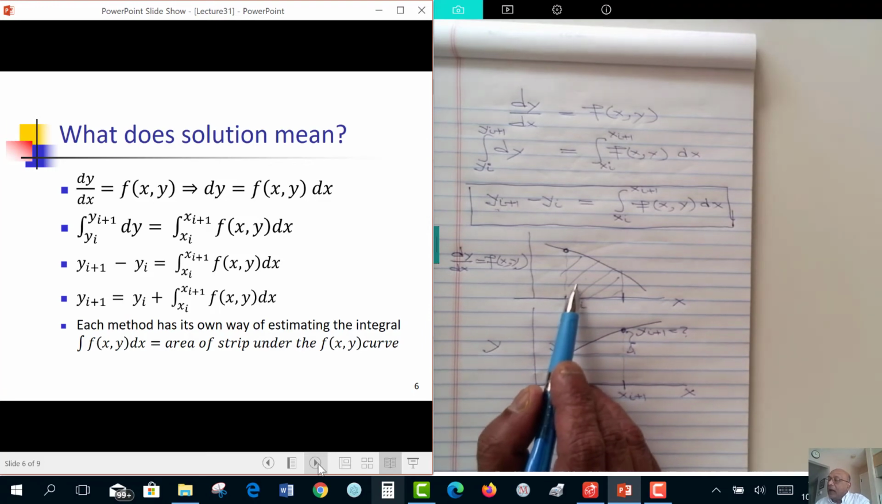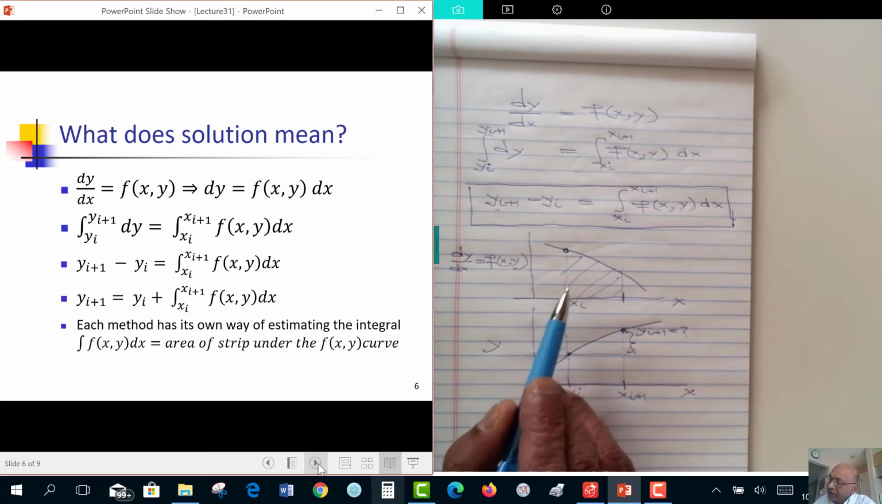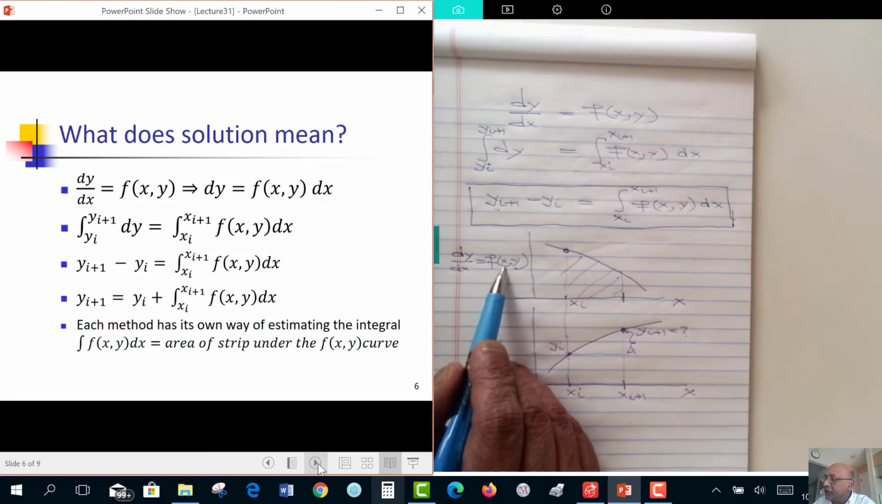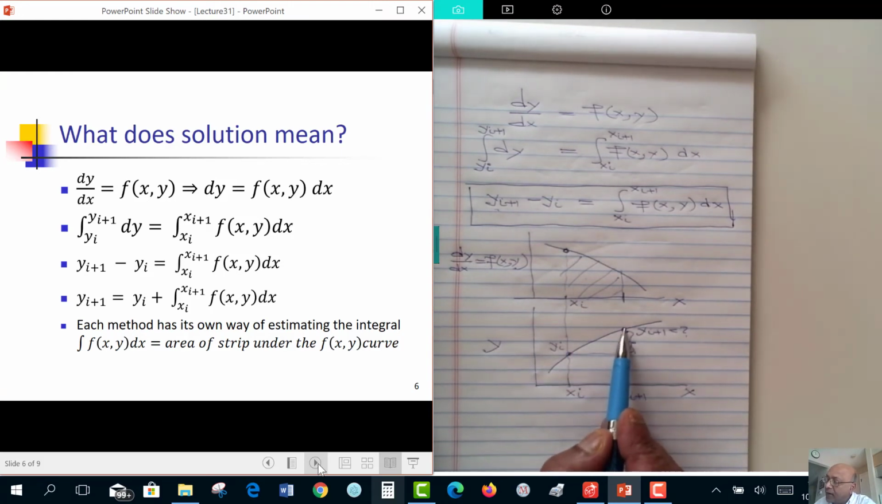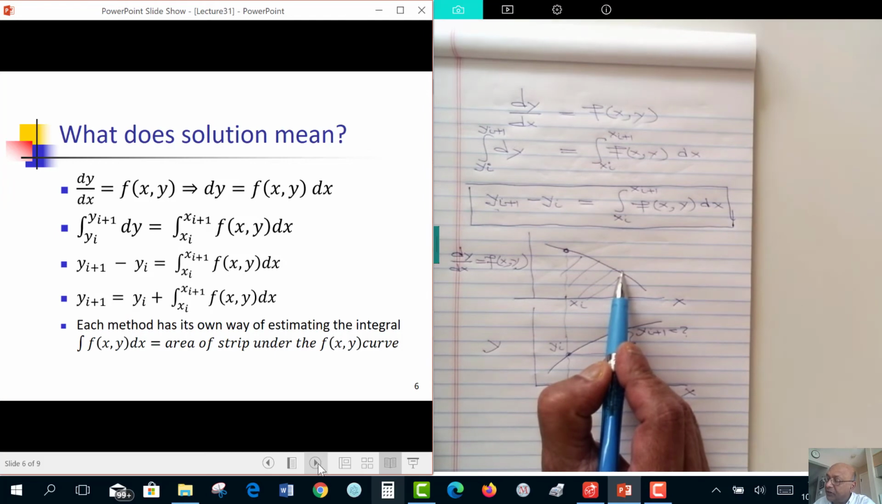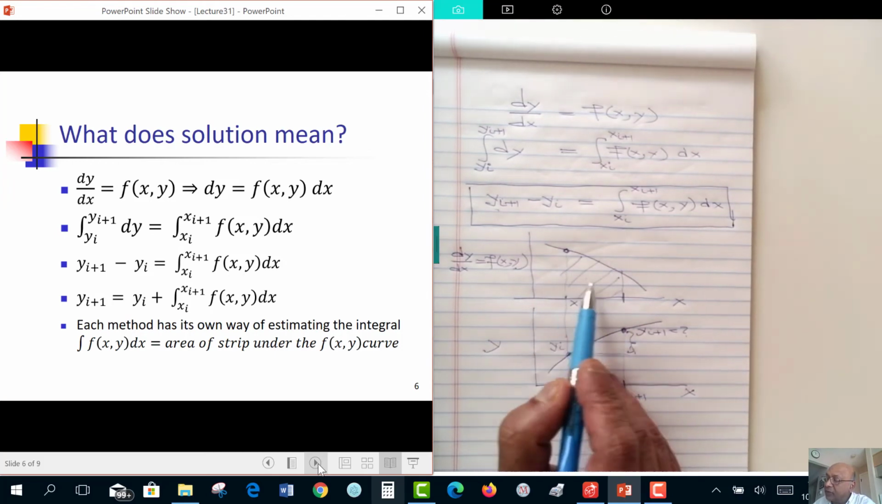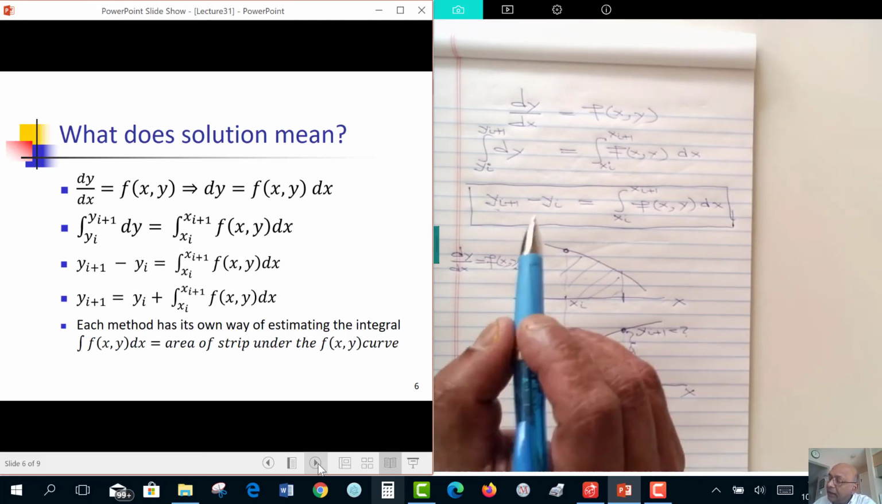So why is it different? Previously, it was just a function of x. So we could estimate the area here. We could evaluate the function here. Now, since we don't know yi plus 1, we don't know this function value. So we need to approximate this strip area.